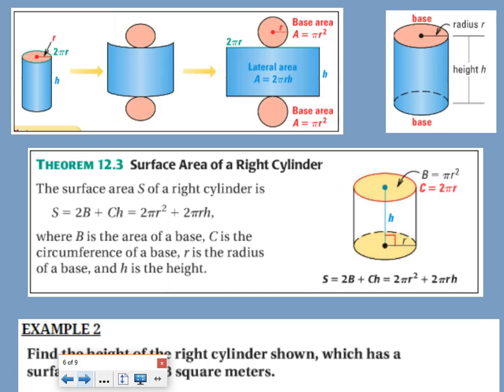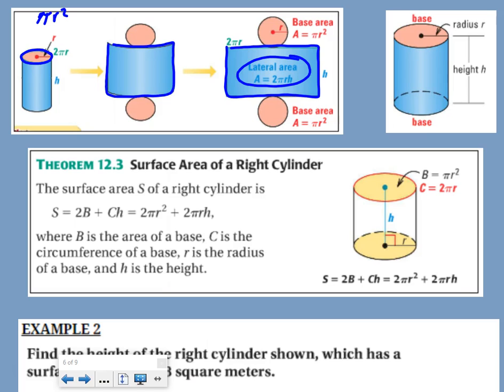Next piece is cylinders. So if you look at a cylinder, the base is a circle, so to find the area of the base, you would do pi r squared. The side of the cylinder unwraps into a nice rectangle, so the rectangle would be your lateral area.